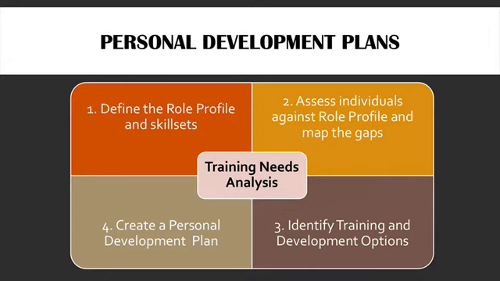Once you've got that role profile, pull the skill sets out, then you can assess the individuals against those skill sets and then map the gaps. So obviously they're going to need to do more training in the areas where they've got the biggest gaps. Once you've identified the gaps in the training areas, then we can identify the training and development options. There's a range of different options there, and then you pull that together into a bit of a plan.